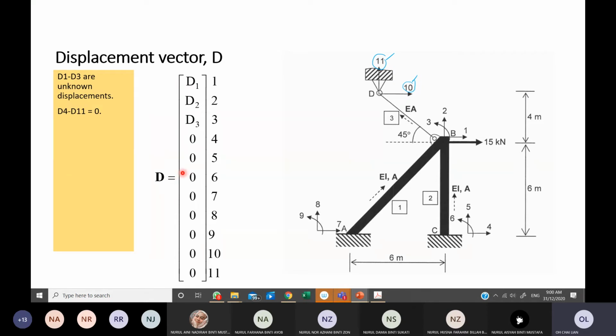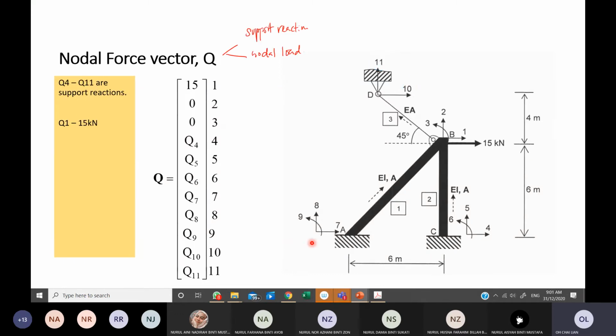Because of the reduced version, you just need to know the vector up to row 3 only, because we are going to use up to there, but this is the complete displacement vector for this problem. For the nodal force vector Q, you also know that 4, 5, 6, 7, 8, 9, 10 and 11 are all support reactions. So Q4 until Q11 are all unknown.